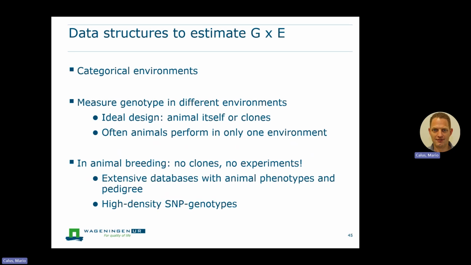So because we're typically not able to do this animal breeding, what we use is quite extensive databases with animal phenotypes and the pedigree of these individuals. So we see two animals that perform in different environments, but we know the relationship between them. Based on this relationship, we can see the degree to which these individuals are the same. How does that explain the difference in performance between the two different ones?